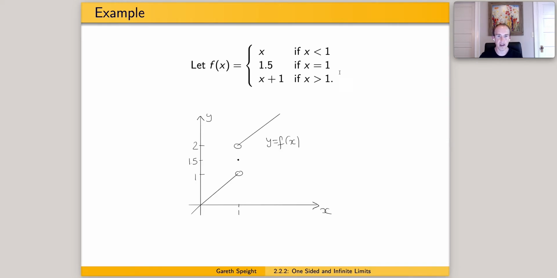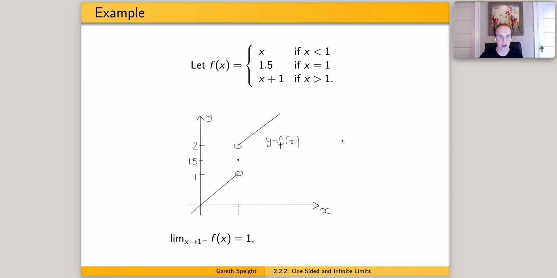So the graph is something like this, right? If x is less than 1, then it looks like f of x equals x. It looks like y equals x. Okay, at x equals 1, here it has the value 1.5. And then if x is bigger than 1, it's x plus 1. So it's like the graph of y equals x, but shifted up by 1. Okay, and as you can probably guess, we're going to look at what happens with the definition in each of these cases.